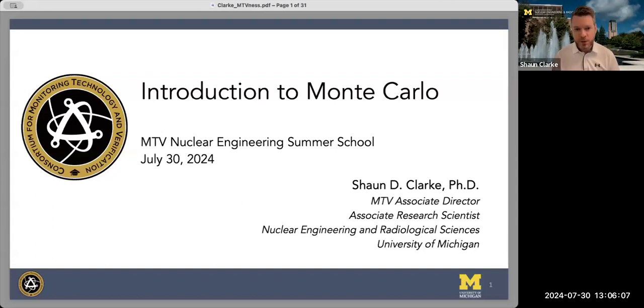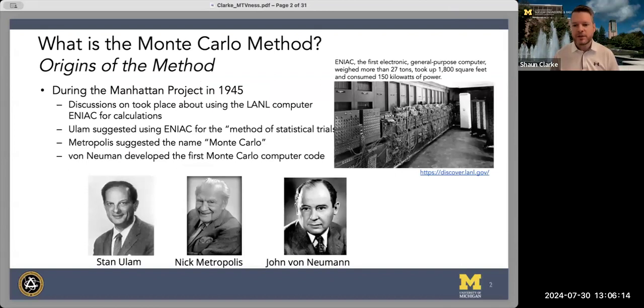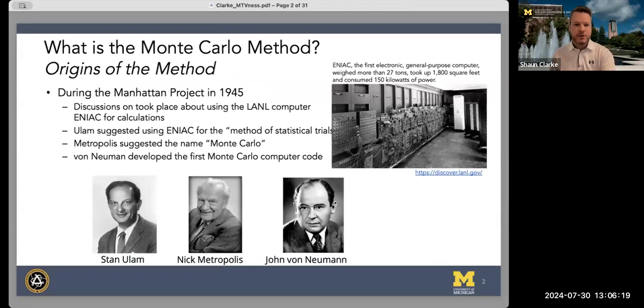So with that, I will go ahead and begin and talk about a little bit of the history behind the Monte Carlo method. So what is the Monte Carlo method? Well, it takes its history in the Manhattan Project, which was the code name for the project in the United States to develop the first nuclear weapon back in the mid-1940s. During that project, which was led at Los Alamos National Lab, I'm sure many of you have seen the movie Oppenheimer, which goes into some of the details there.